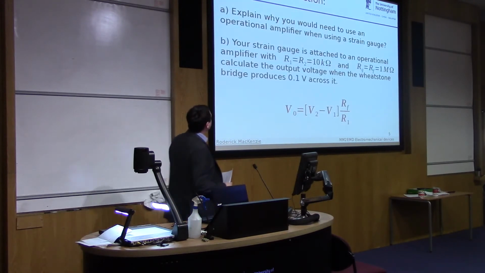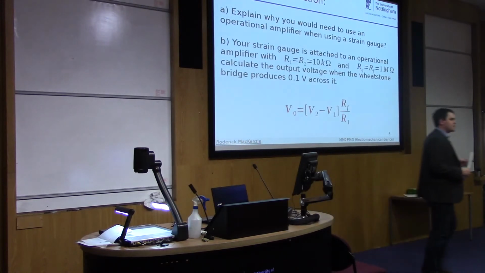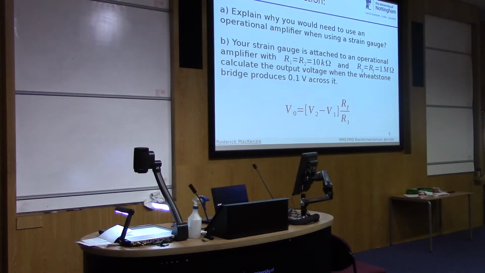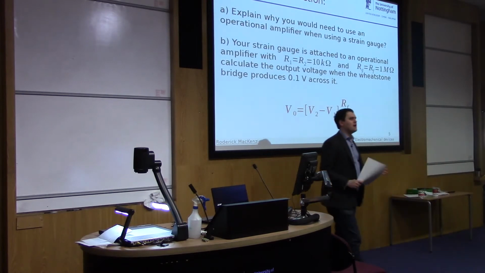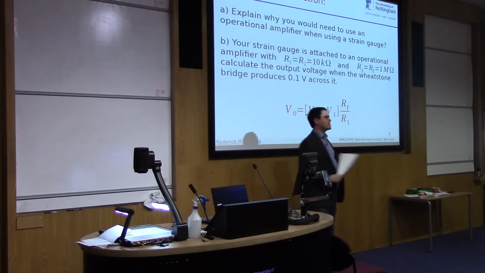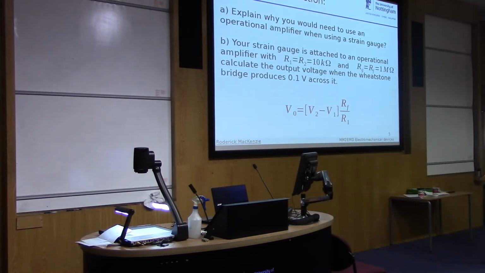So I thought just to get you going, I'll give you this little exam type question, and it's pretty easy if you've got that formula. The first thing, think about this first one in your head just for a second. Explain why you would need to use an operational amplifier when using a strain gauge. I'll give you 5 seconds, 10 seconds to think about it. Then I'll ask somebody to shout out, except you, because you always shout out. Okay, so why would you use an op-amp to amplify the signal coming from a strain gauge? Somebody?